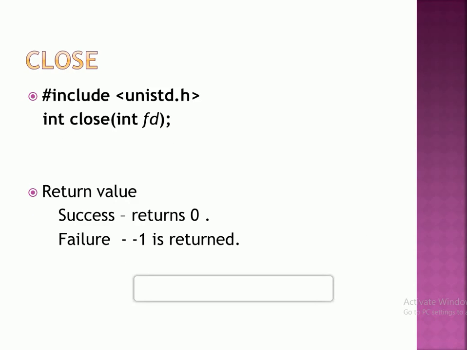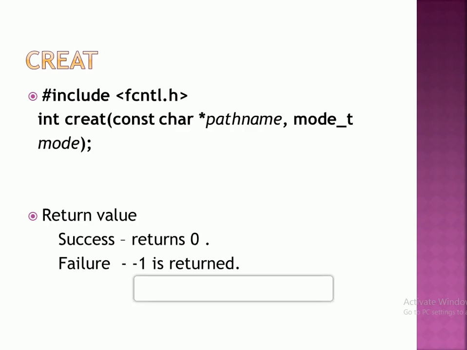The next one is close. Close a file descriptor so that it no longer refers to any file and may be reused. It returns 0 on success. The next one is create. It possibly creates a file with the operating system and opens it if it is not in the system.